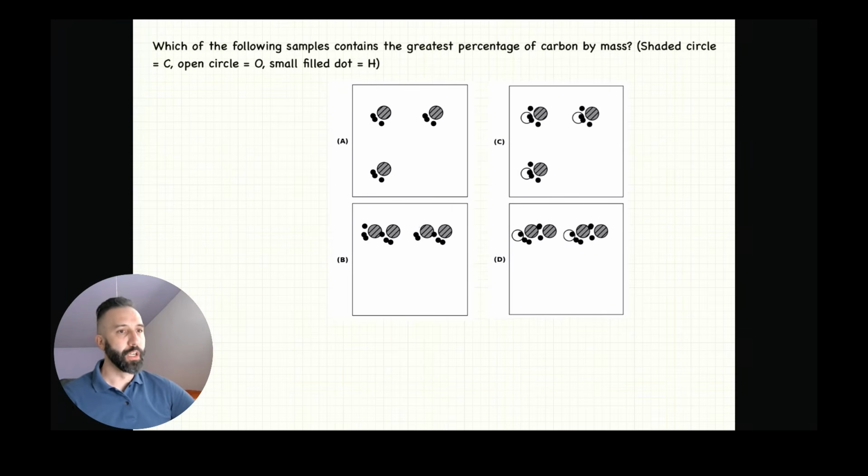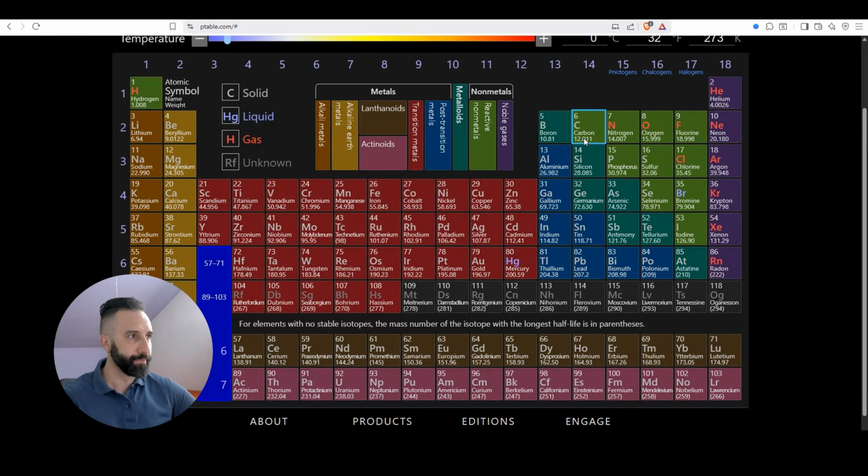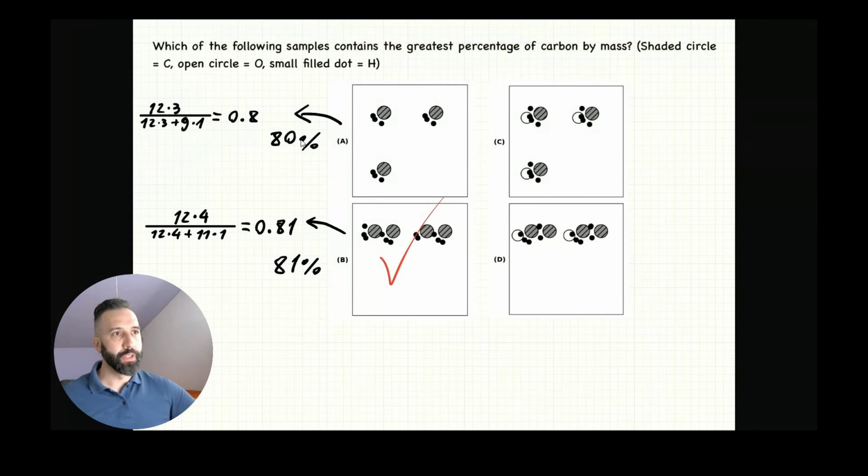Now, if you take a look at this, let me just give you the answer so it's easier to review this. Basically, here what we've got is 3 carbons, and molar mass of carbon is 12, right? Oxygen is 16, and hydrogen is 1. So if I want to calculate the percentage mass of carbon in here, I got 3 carbons, right? 3 moles of carbon, right?